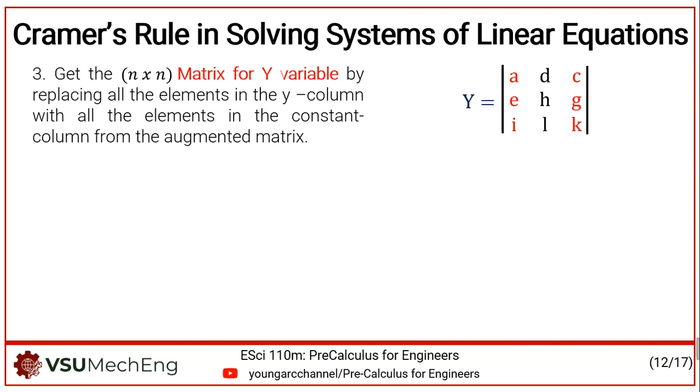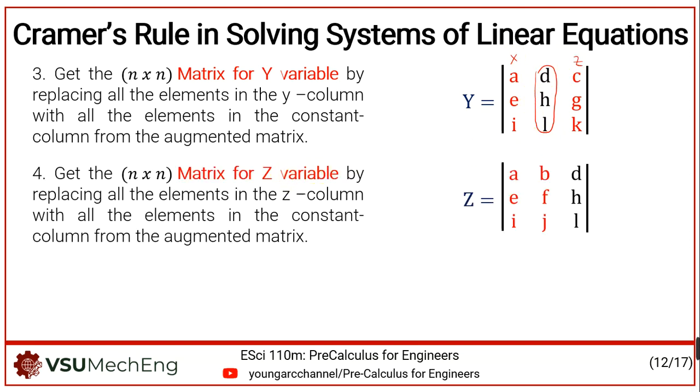Now the next step is generating the matrix for the y variable. Same pattern as x, since we are after the matrix for the y variable, we are going to replace the second column with the entries under the constant column. Then the first column will be for x, then the last will be for z. And then the next one is for the z variable. This time you're going to replace the third column with the constant column. Then the first for x and the second for y.